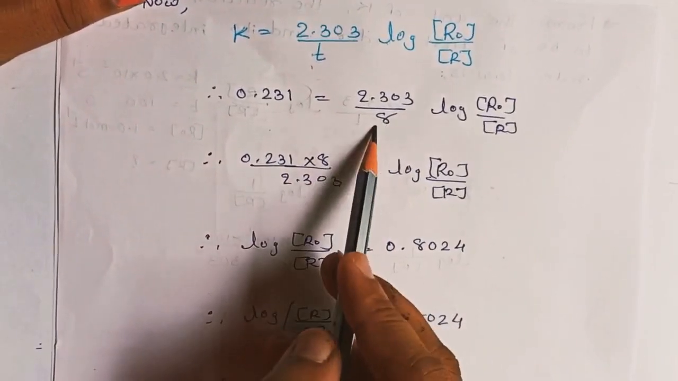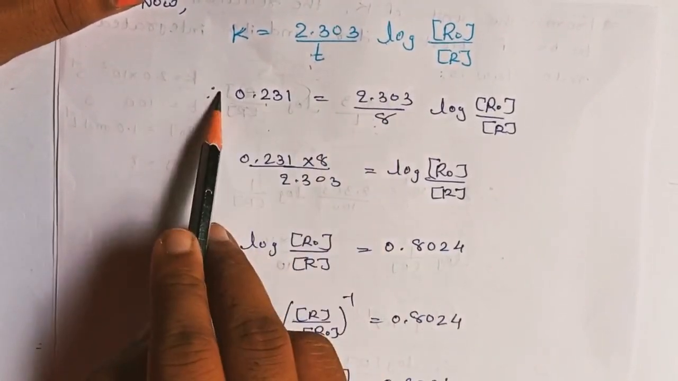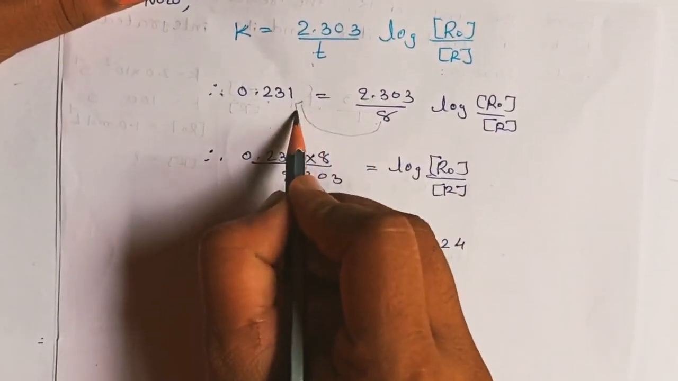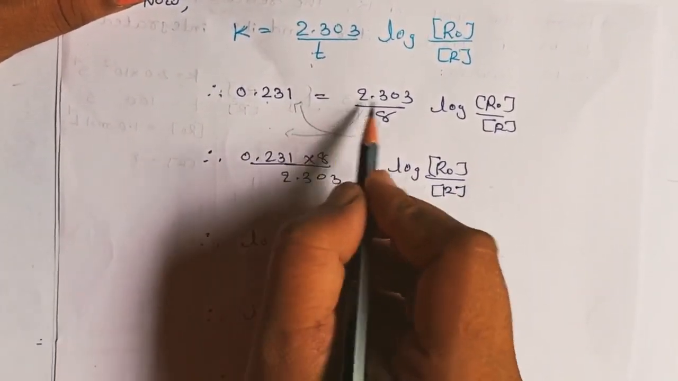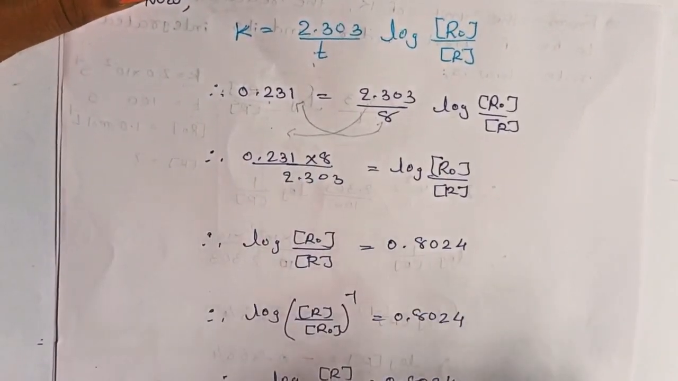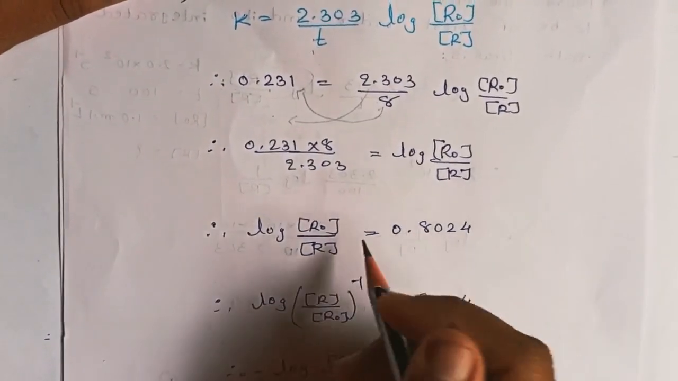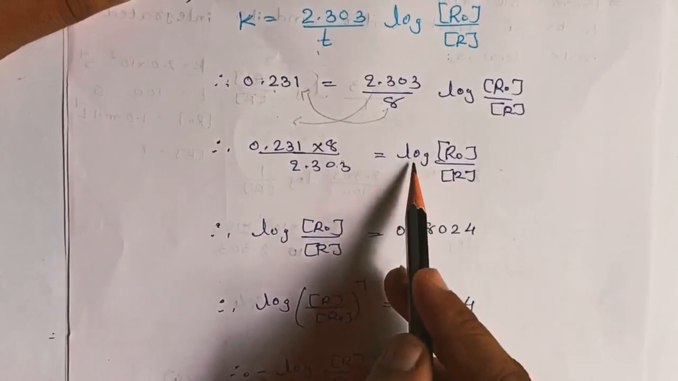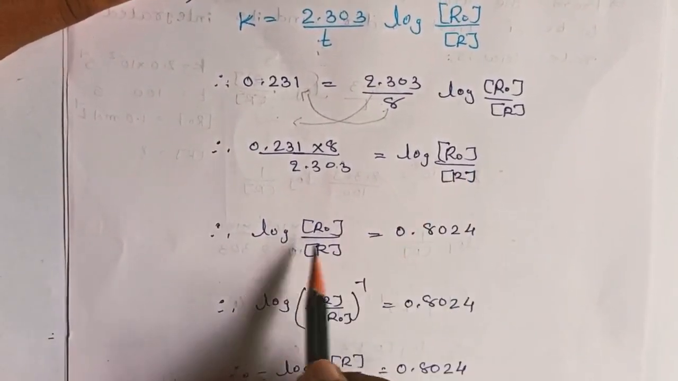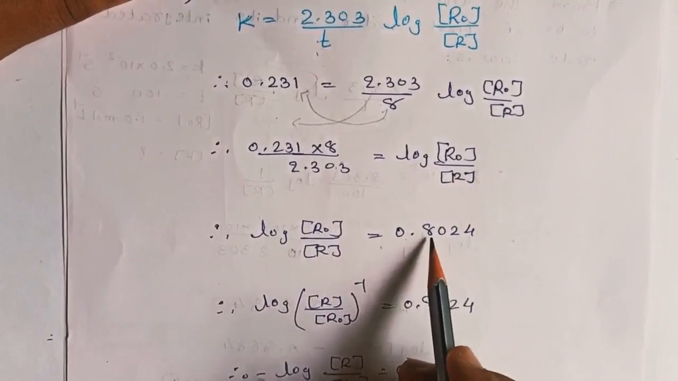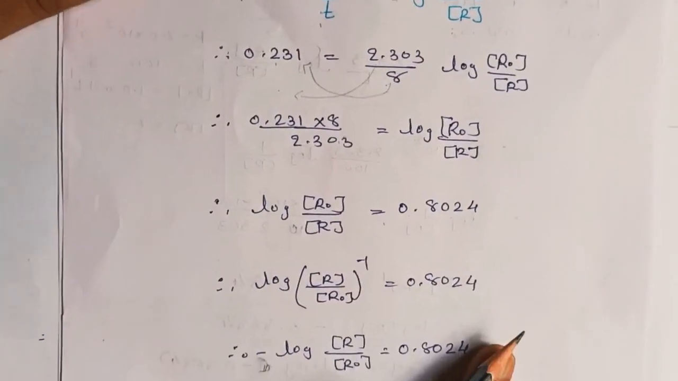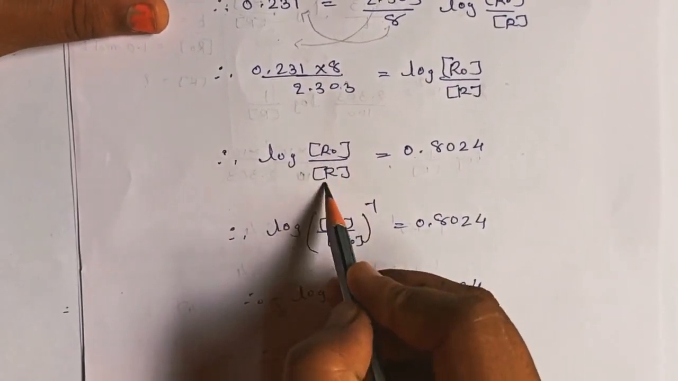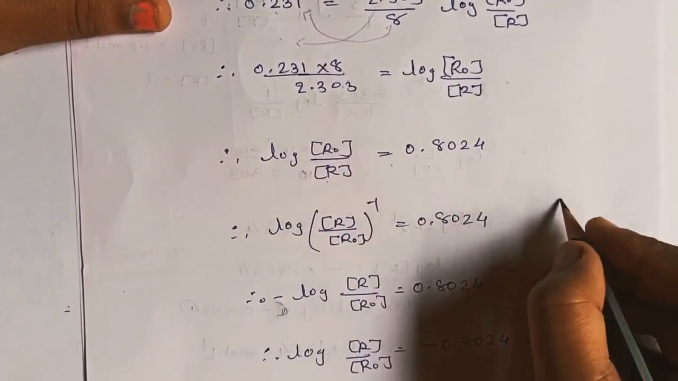Now take this whole term to the other side of the equal sign, so that 8 goes in the multiplication and 2.303 goes in the division, right? If you simplify that, you will get log R naught by R equal to 0.8024, right?